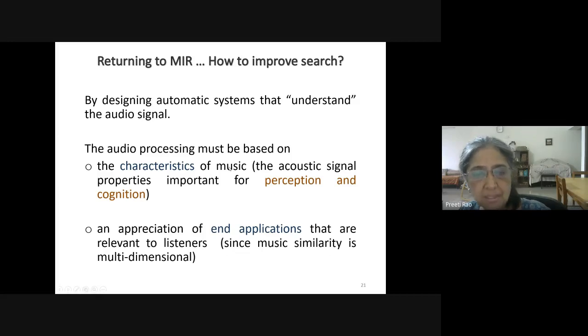Now, the audio processing that we do for the characteristics of music really should be based on how we perceive and understand music, right? Perception and cognition, because all the applications have to be made to serve the listener or to serve a musician. So we need to understand what these so-called higher level characteristics of music are, which are important to a listener, or which the listener uses to make sense of the music. And then of course we need to understand the end applications that we might want to use it for.